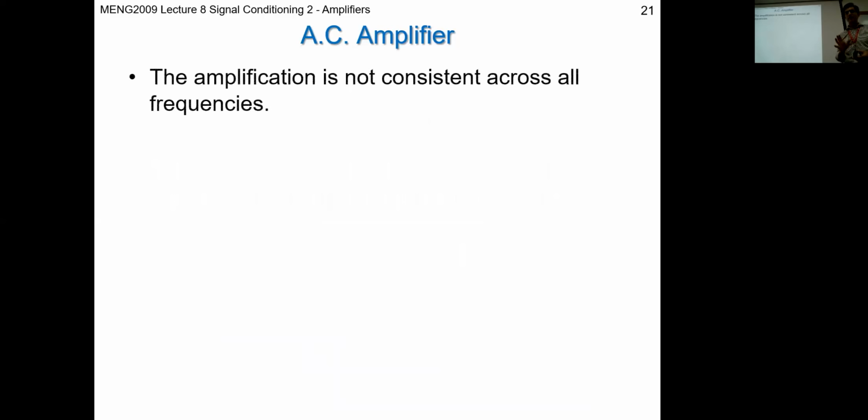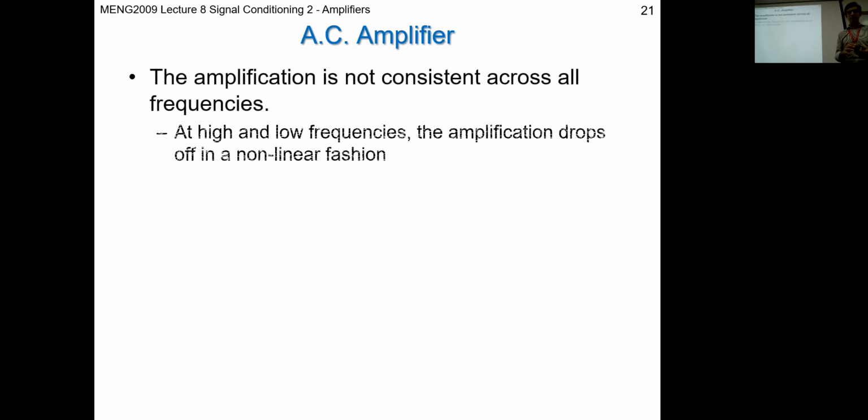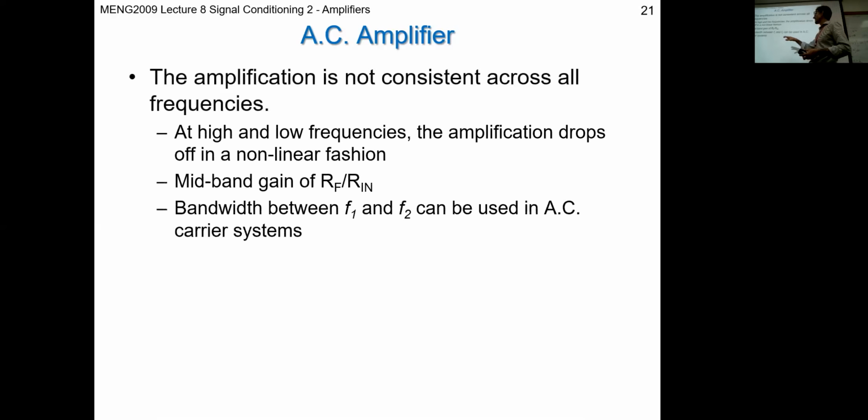Now, the complexity with an AC amplifier is it doesn't amplify consistently across all frequencies. So if you have a higher frequency from the sensor, say, then you might find that the amplification changes. Or if you have a low frequency from the sensor, the amplification, or the gain of the amplifier circuit, changes. At high frequencies and low frequencies, the amplification drops off in a non-linear fashion. But in the mid-band, we should get a nice relationship Rf upon Rin.